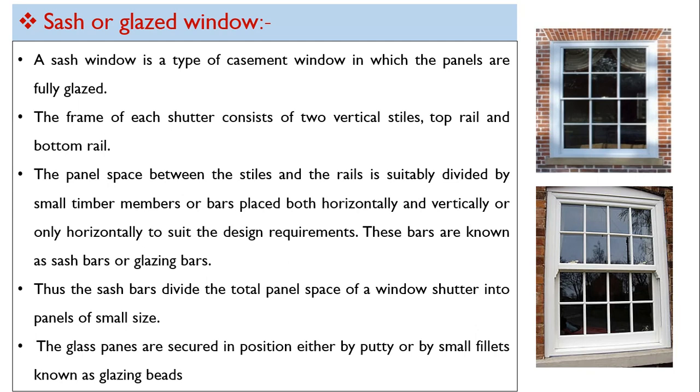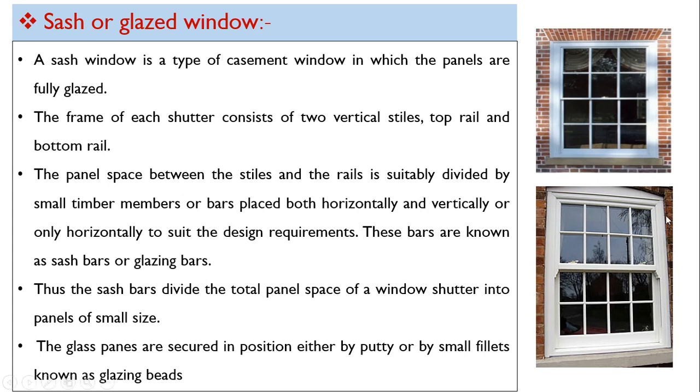or bars placed both horizontally and vertically or only horizontally to suit the design requirement. These bars are known as sash bars or glazing bars. So these horizontal and vertical bars are called sash bars. These are also called glazing bars, and that's why the window is called a glazed window. Thus, the sash bars divide the total panel space of the window shutters into panels of small size. The glass panes are secured in position either by putty or by small fillets known as glazing bits.